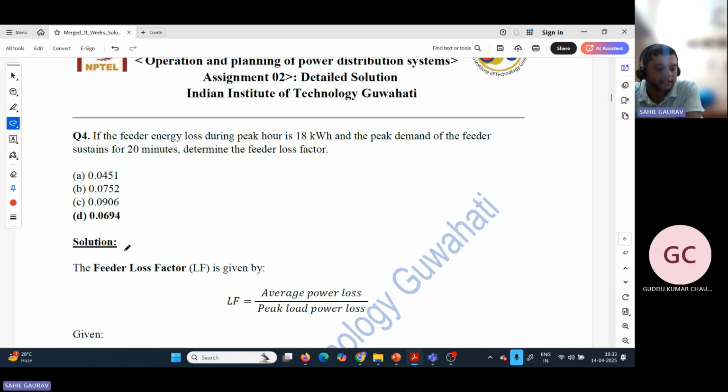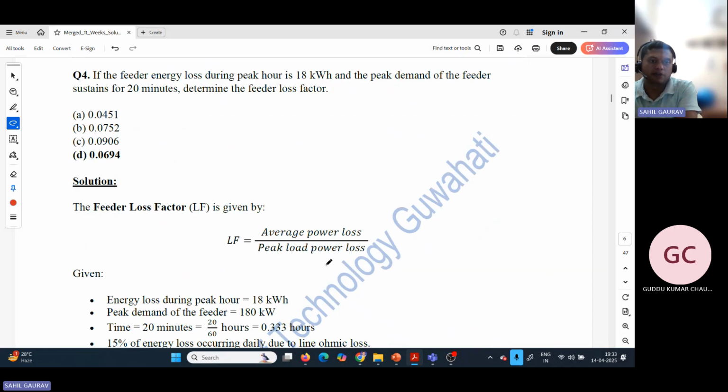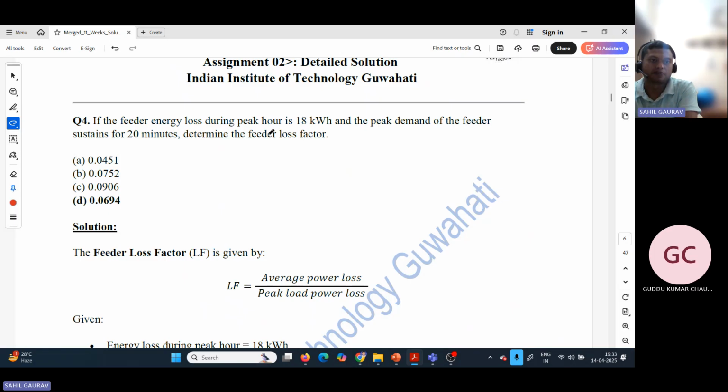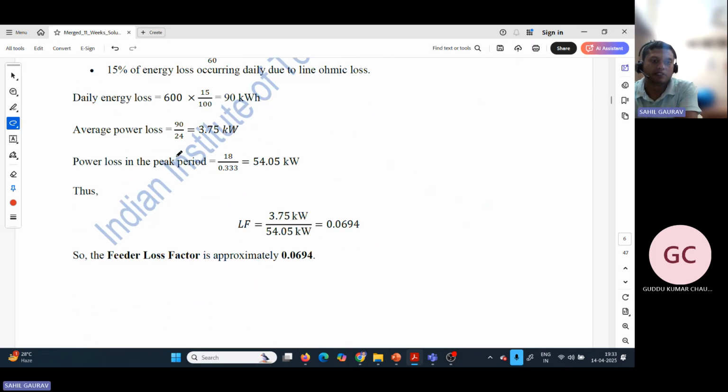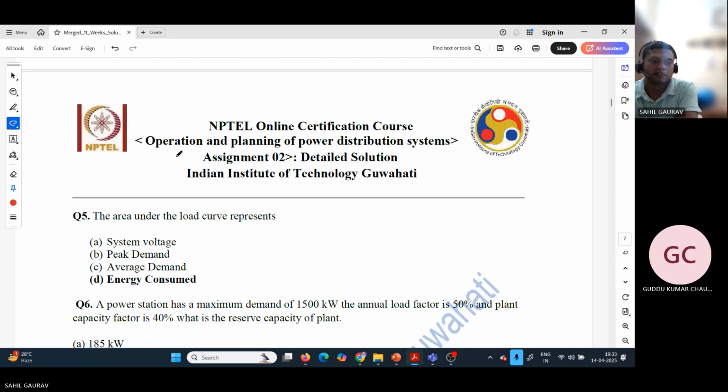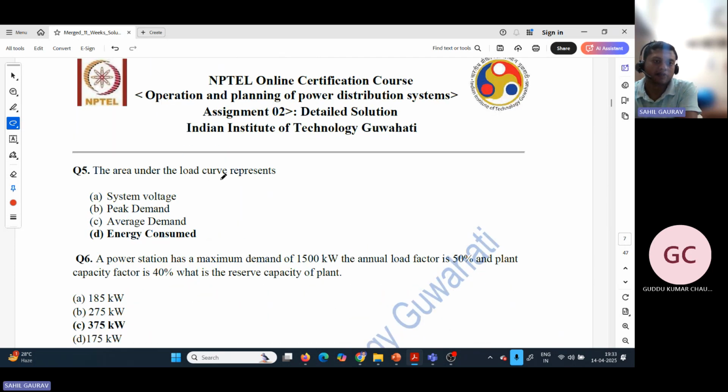So now next we have feeder loss factor. Feeder loss factor is similar to the load factor. Here this loss factor comes. So average power loss and peak power loss you can find from the data. So you just see this problem. Next we have the area under the load curve. So the area under the load curve will certainly give you the energy consumption.